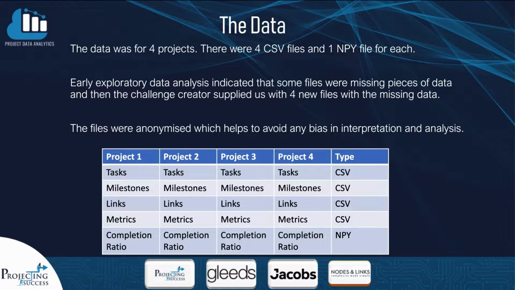There were 4 CSV files and 1 NPY file for each of the projects. Early exploratory data analysis indicated that some files were missing some pieces of information, and then the challenge creator supplied us with 4 new data files with the missing data. The files were anonymized, which helps to avoid any bias in interpretation and analysis.